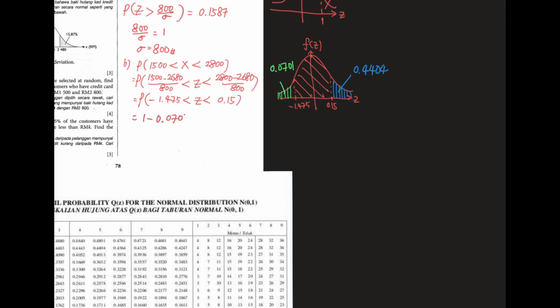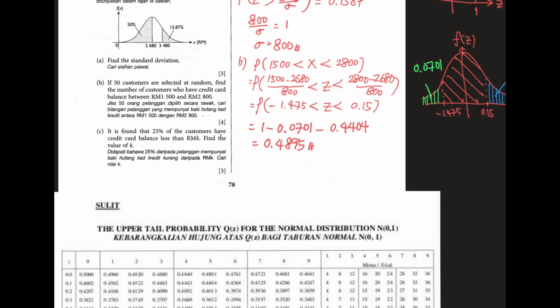Now in order to find the shaded region in red color, we do 1 minus 0.0701 minus 0.4404. Okay, so we minus them. Then you get 0.4895. Okay, so we look at C then. Oh no, we haven't finished yet. We just got the probability.